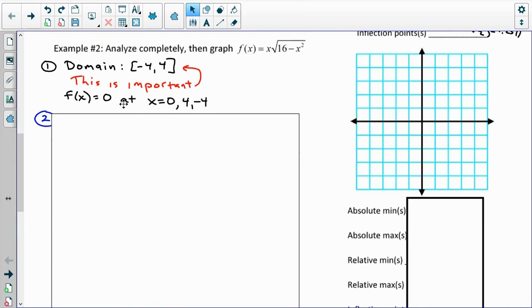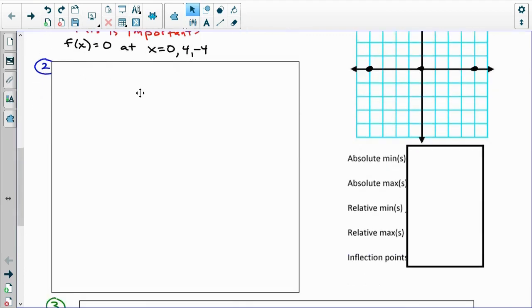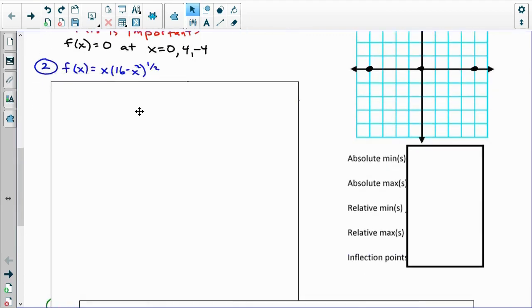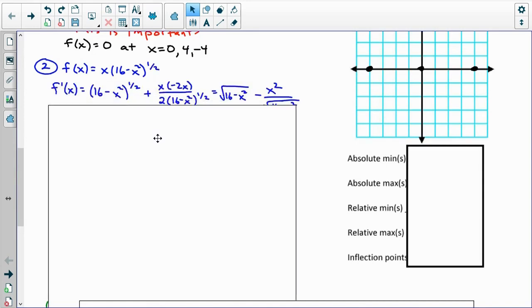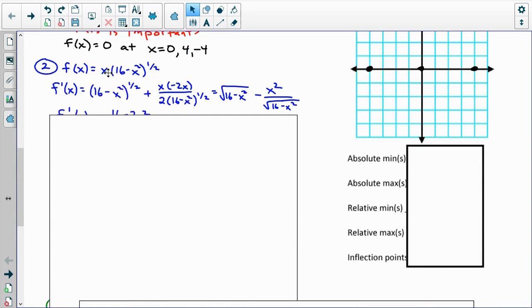Notice also that f of x equals 0 at 0, 4, and -4. So I can take 0, 4, and -4 and plot those points on the graph pretty quickly. I just sub in values that are going to make that equal to 0, and I figure that out right away. Now, if I take a look at the derivative, I'm going to rewrite f of x just to make taking the derivative easier.